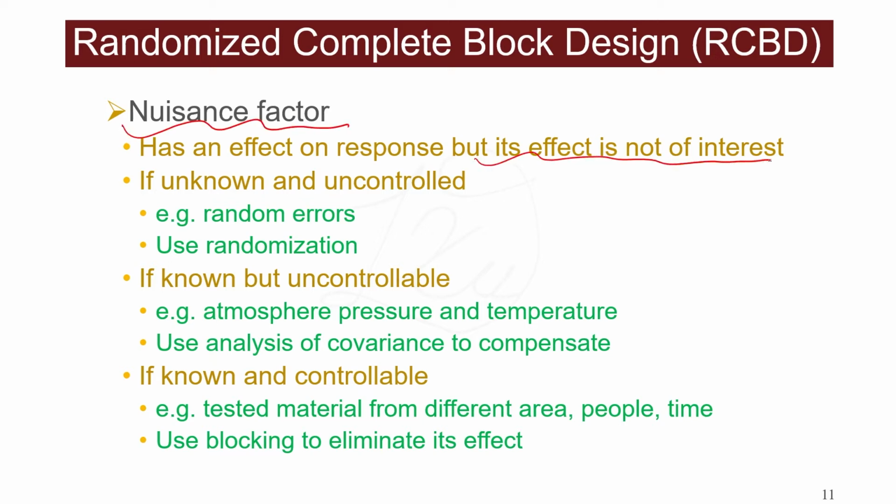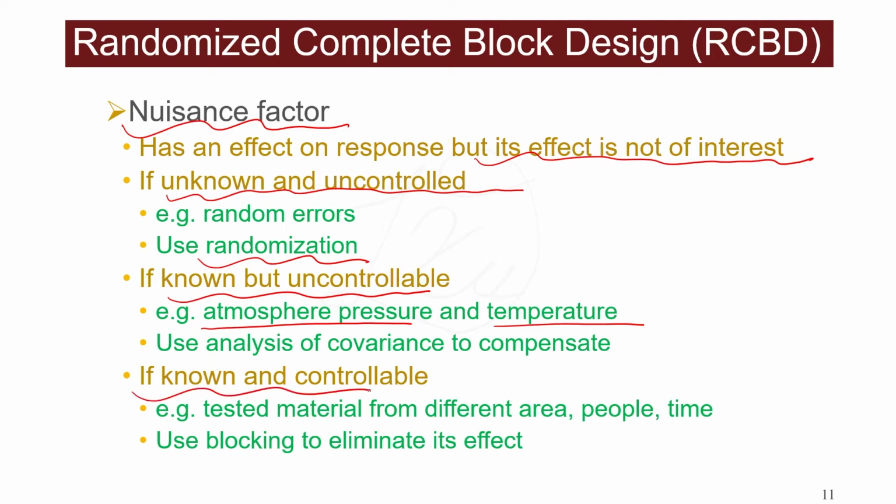But we are not interested in that effect. If the nuisance factor is unknown and uncontrolled, such as random errors, we use randomization to minimize its impact. If the nuisance factor is known but uncontrollable, for example, atmosphere pressure and temperature during the process of conducting the experiments, now we will use analysis of covariance to compensate such nuisance factor. We will talk about this analysis of covariance technique in another video.